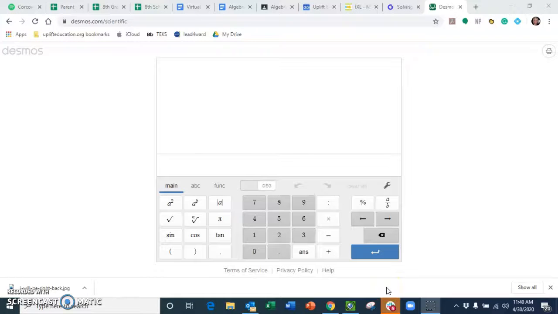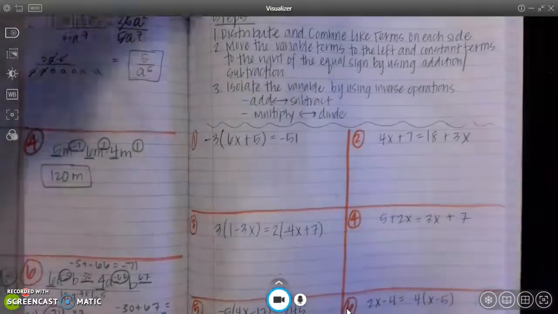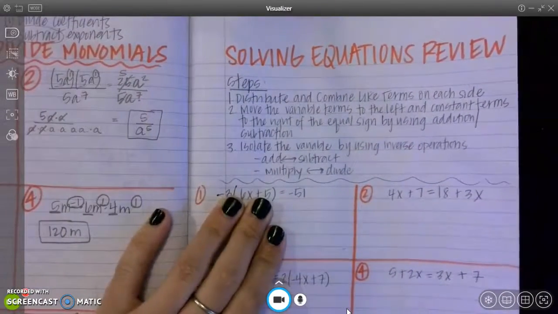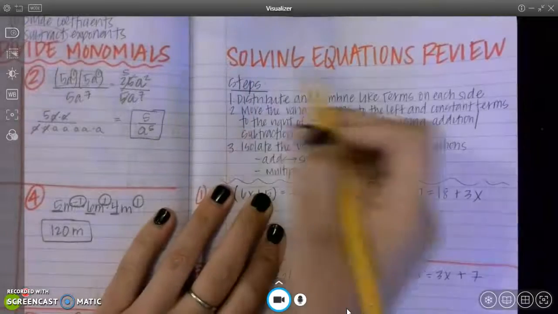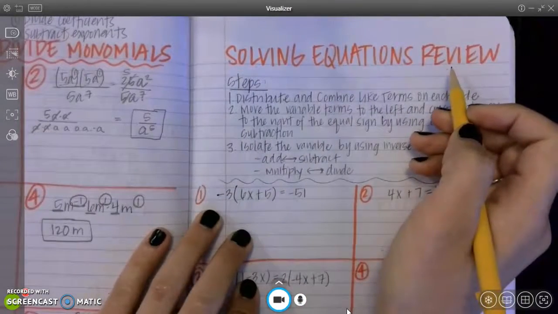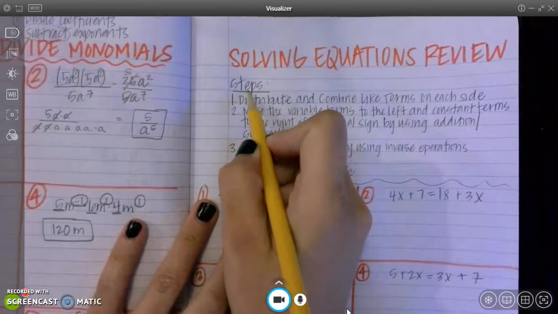All right, ladies and gentlemen, if you're watching this video, this is the week 7 assignment number 2 video. You'll see that I have my Desmos scientific calculator pulled up, and we are on the right side of the notes that we took from our assignment number 1 video. You'll write solving equations review, either on another piece of paper or on the right side of your journals. The steps, I do want you to write these down. The more you write it down, the better you'll remember.